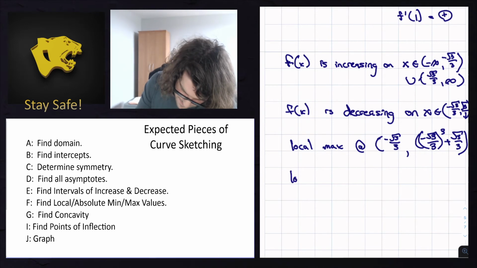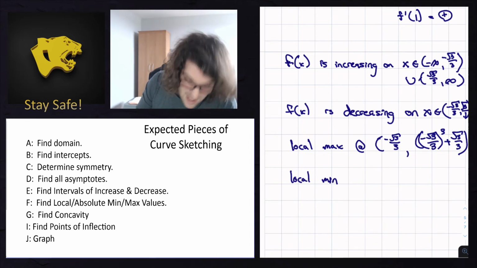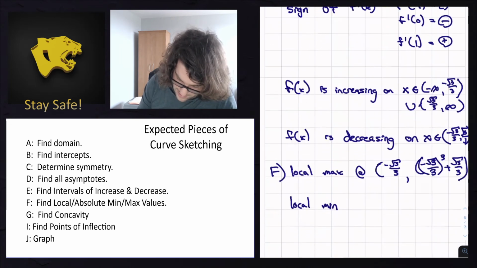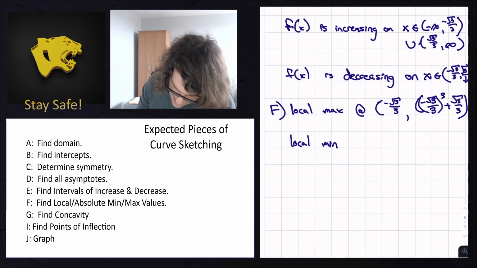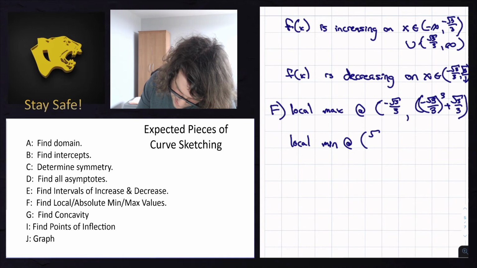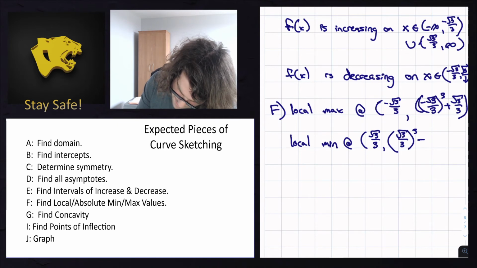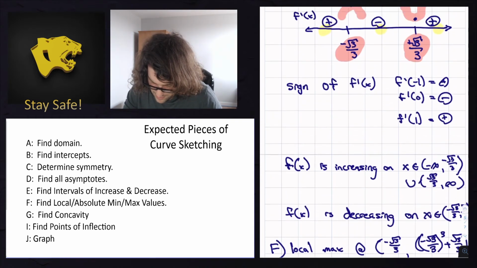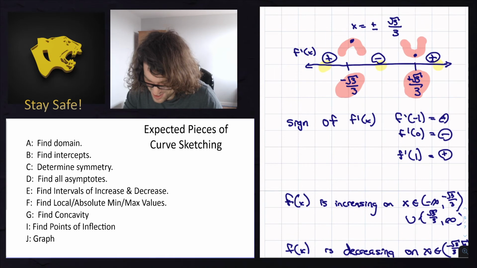So the local minimum, I guess what step are we on? I didn't label it this time. We're on F. And yeah, I did label E. All right, so local minimum at root 3 over 3, and then same thing, root 3 over 3 cubed minus root 3 over 3. Just to double check, yeah, there was the maximum first, the minimum second.